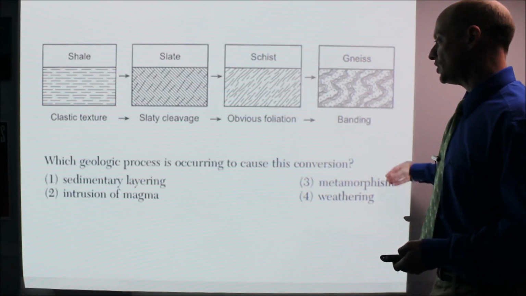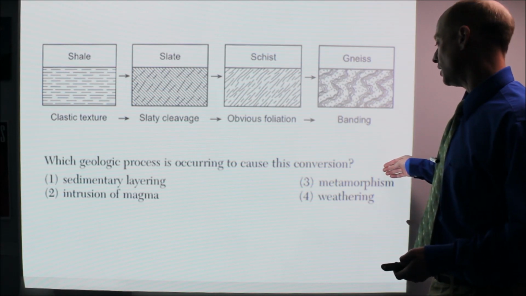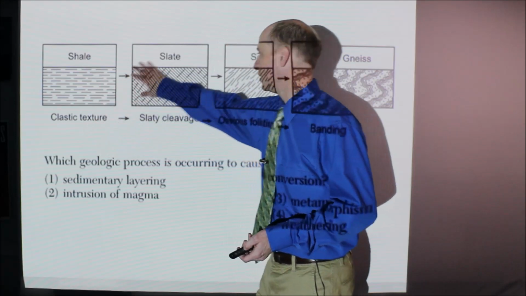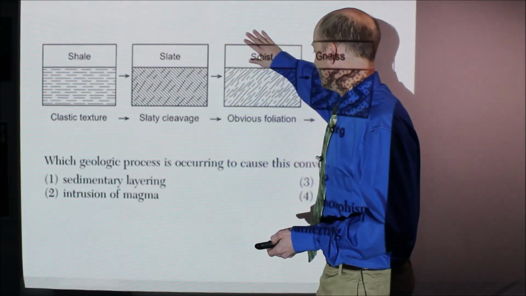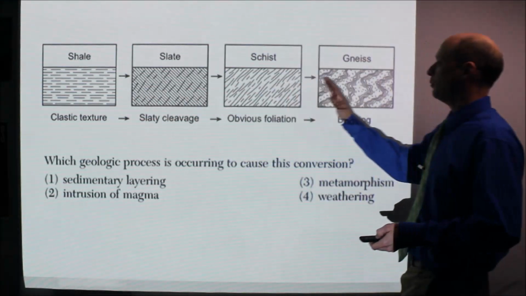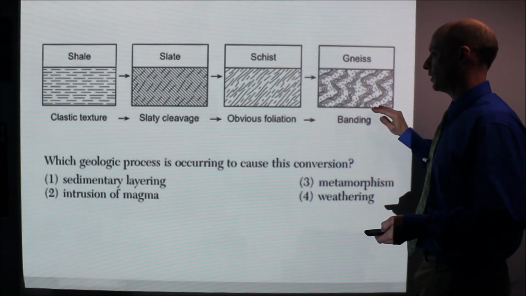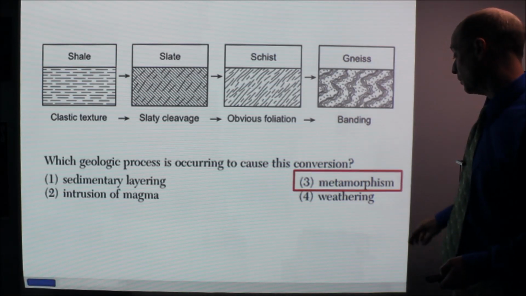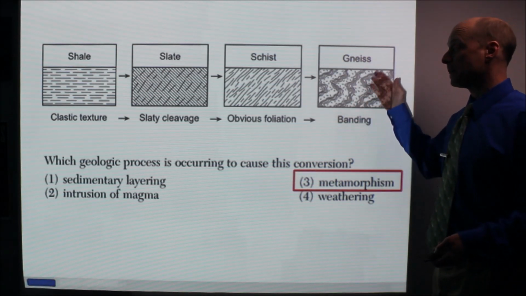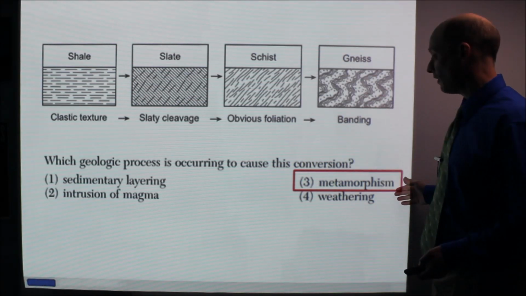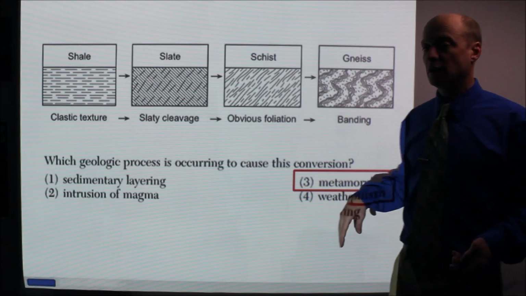Here's another one. Which geologic process is occurring to cause this conversion? So always look here. So shale, that's a sedimentary rock, clastic texture. This is metamorphic slate, and then schist, and then gneiss. So it gets increasingly metamorphosed, stronger metamorphism as we go this way. So which process is this? And the answer here is going to be metamorphism. So this is one of the more straightforward questions, I think, about metamorphic rocks, but just some examples of what you may see.